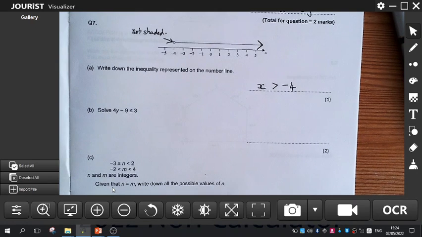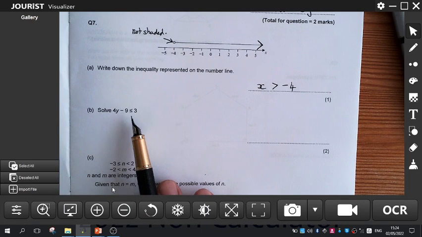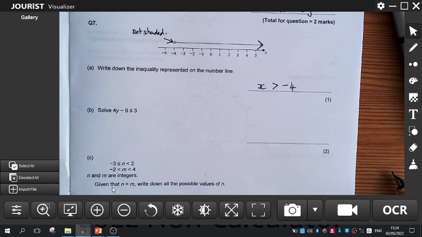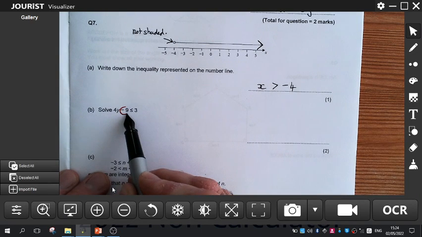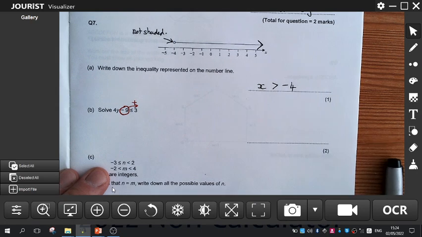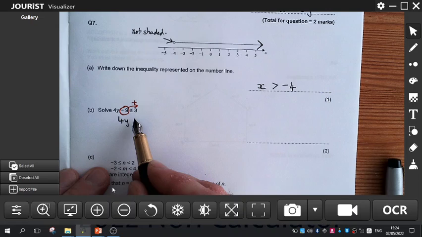Part B of the question, solve 4y minus 9 is less than or equal to 3. I've just got to be careful with this question. I do see lots of students who change that to an equal sign. Please don't, it will lose you marks. First thing we have to move, the -9, and we'll add 9 to both sides. That tells me that 4y, once again do not write an equal sign, just copy the inequality.